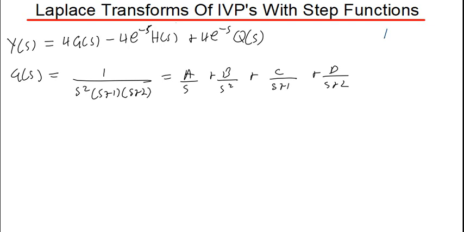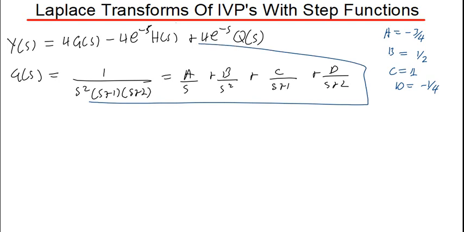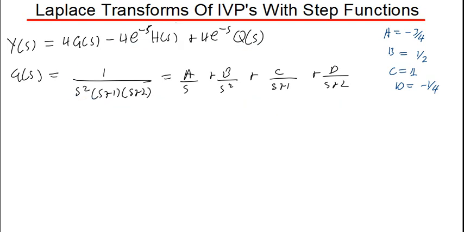So your a is going to be equal to minus 3 over 4. Then your b is going to be equal to 1 over 2. Your c will be equal to 1. Then your d will be equal to minus 1 over 4. So just follow these same steps, break this one down into its equivalent partial fractions, and that's what you're going to get. So what does this tell us?